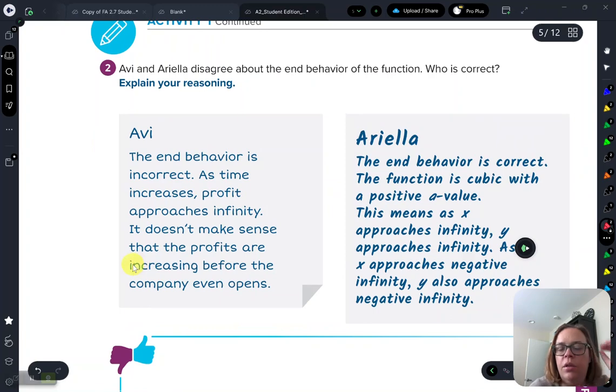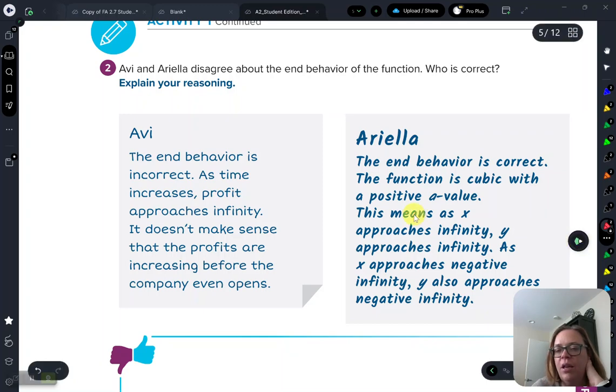Okay. So let's look at this discussion about the end behavior in number 2. So Abby says the end behavior is incorrect. As profit increases, profit approaches infinity. That doesn't make sense that the profits are increasing before the company even opens. Okay. The end behavior is correct. The function is a cubic and positive a value. That means as the x value approaches infinity, y approaches infinity. As x approaches negative infinity, y also approaches negative infinity.